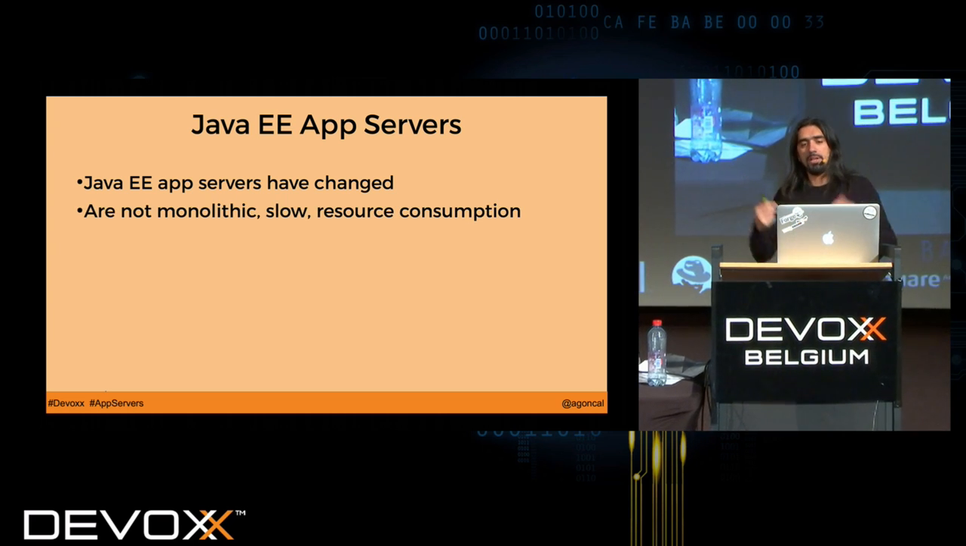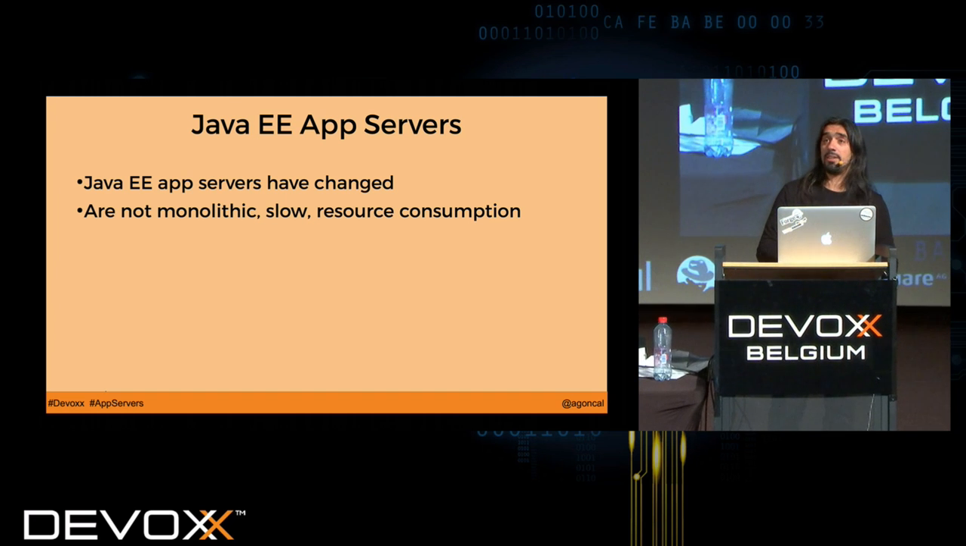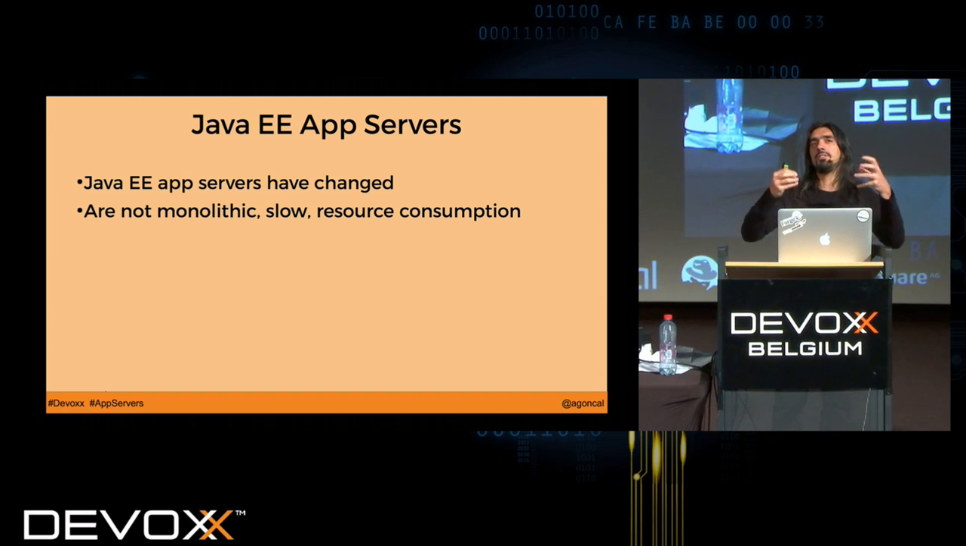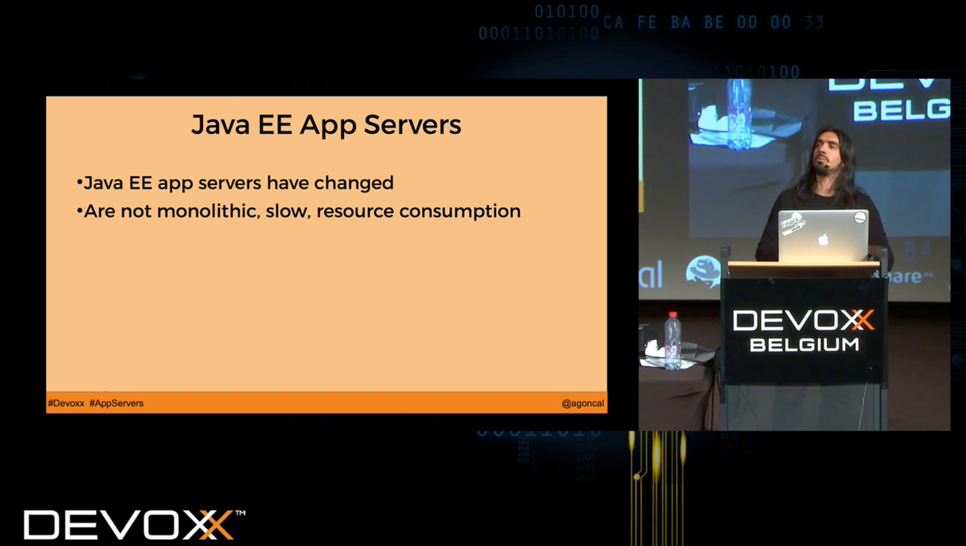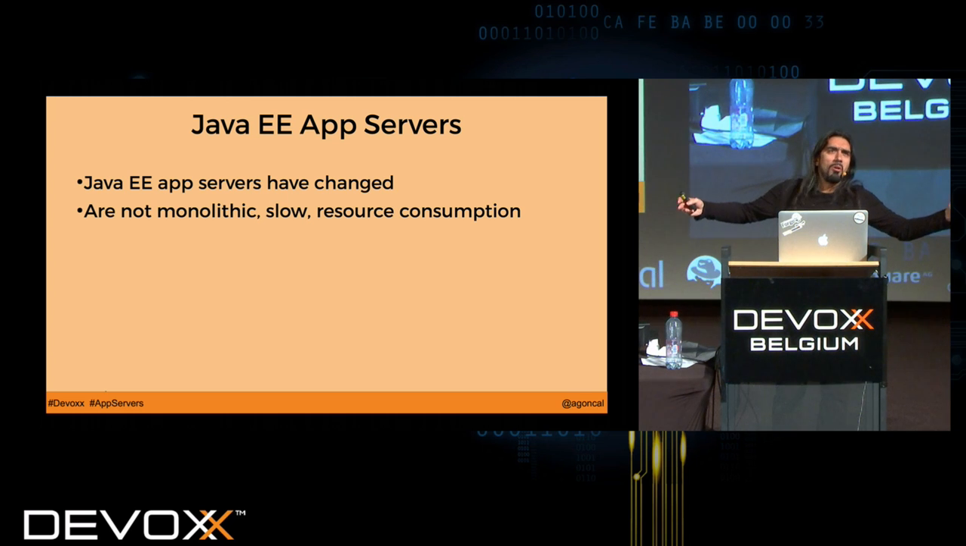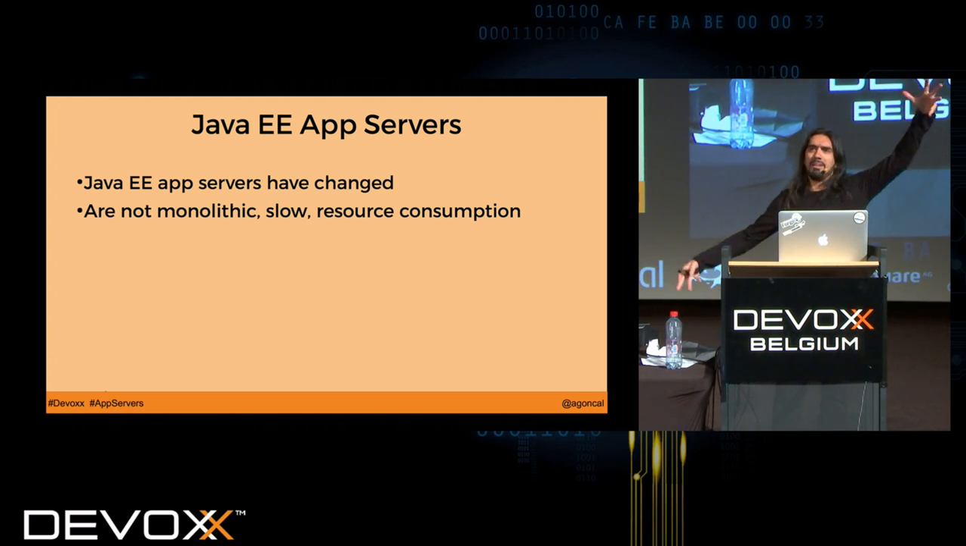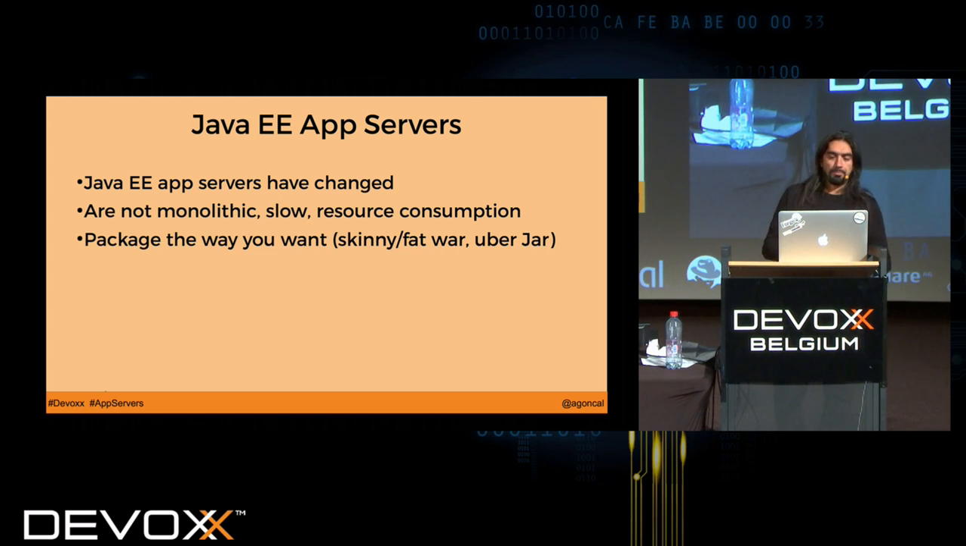So no, application servers are not monolithic. They never were. As I said, the genesis is packaging several specifications. So I don't know how come we ended up with WebSphere 6 and WebLogic 10 with all these fat things, because the specifications evolve at their own pace. Package the way you want.